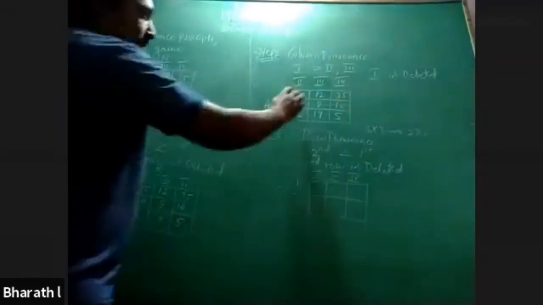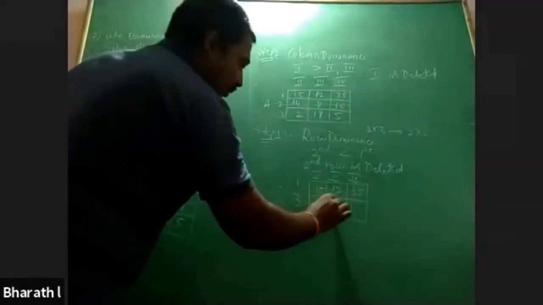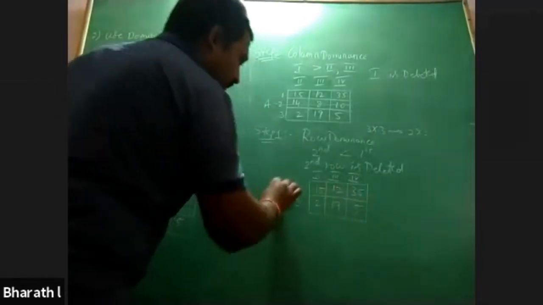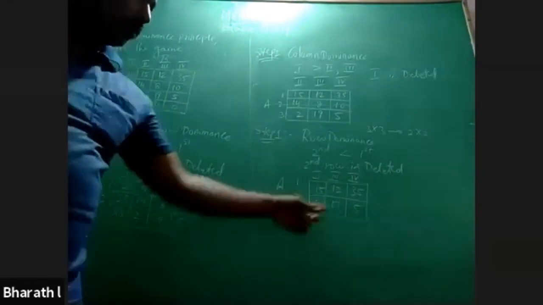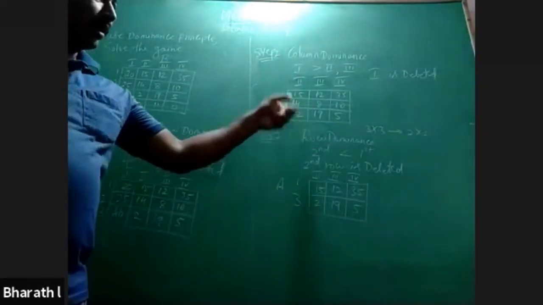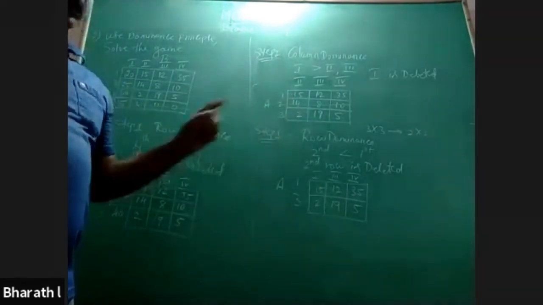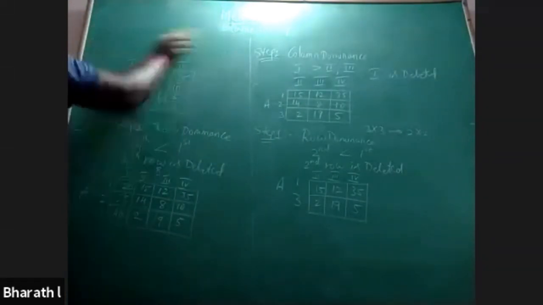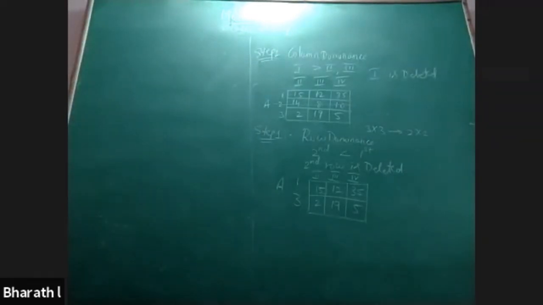The elements here are 15, 12, 15, 12, 35, 2, 19, 5. It is for player A. For this matrix, since the order of the matrix is 2 cross 3, again you have to apply column dominance. Modified step 3 will apply only when none of the rows is dominant. If none of the rows is dominant, then only will we apply step 3. Then next we'll apply step 2 for the above matrix.